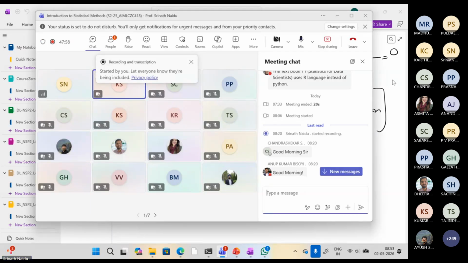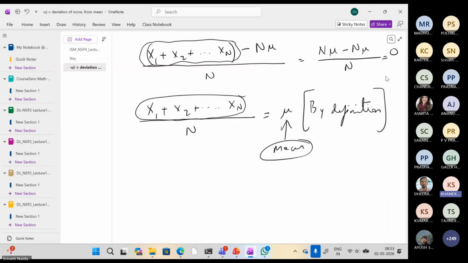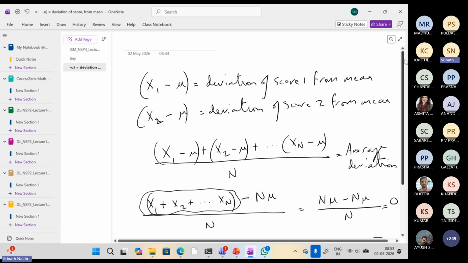So, sir, the original problem we started with is that we want to identify the average deviation, right? Exactly. And we concluded that the average deviation is 0. Is there a statement that for any problem, the average deviation would be 0? Yes. Okay, great. Thanks.